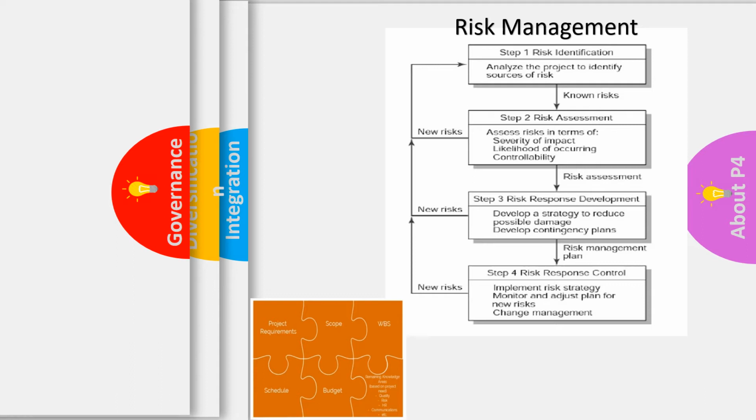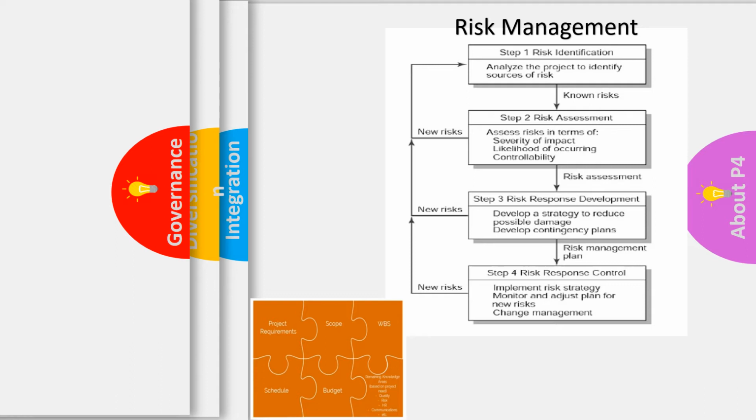Because one of the questions in the assignment brief also touched upon risk and risk management. So, these are the 4 steps for managing risk in a project, which includes risk identification: analyze the project to identify sources of risk, known risks. So, step 2, risk assessment: assess risks in terms of severity of impact, likelihood of occurring, and controllability.